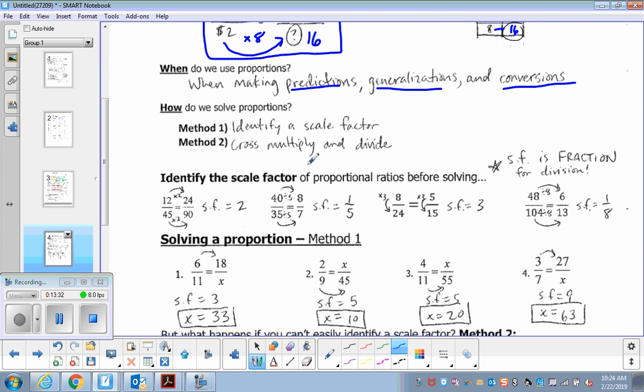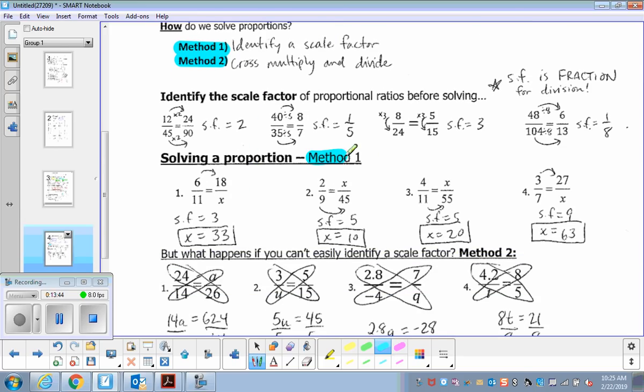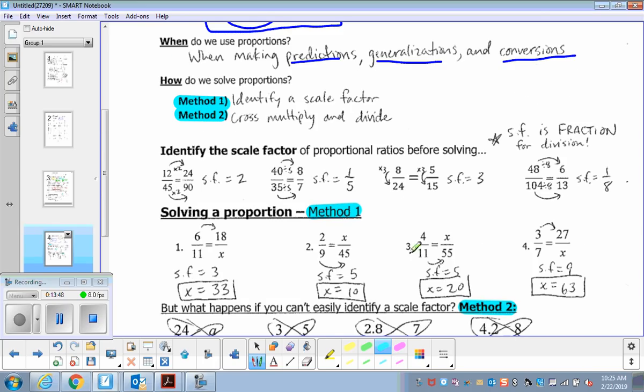Now down here, I'm going to walk you through the 2 methods. We've got 2 methods for solving a proportion when there's an unknown. First, before I teach you guys how to solve with method 1 and with method 2, I want to practice identifying a scale factor. Method 1 is going to be to identify a scale factor. First, let's practice identifying the scale factor.